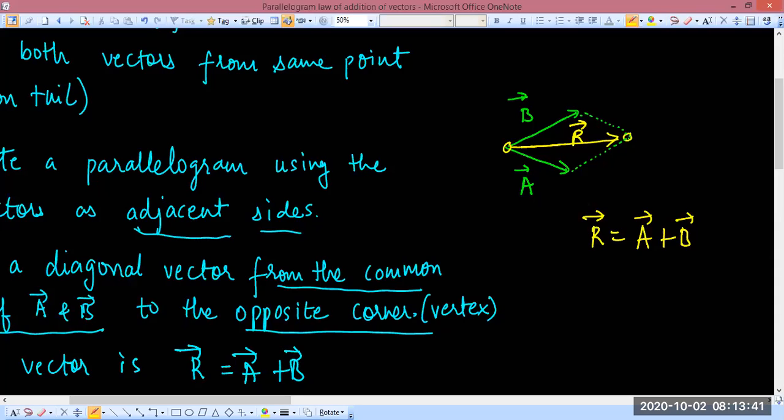Again, I would request you to remember these steps because you may have to use this law. Now, of course, I am sure you will have a question. What's the need for this second law? We could add with triangle law also. No, I've drawn the dotted line because there is nothing over there. That was just to complete the parallelogram.